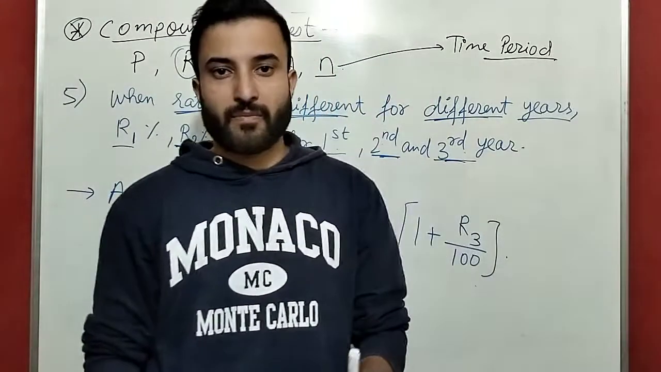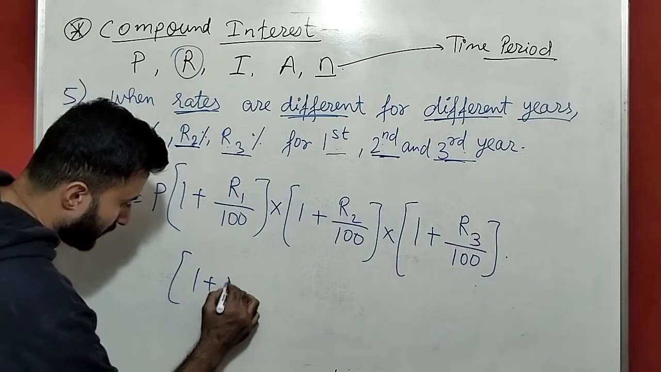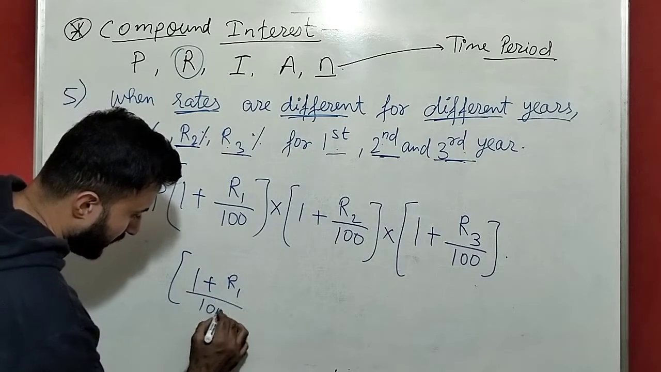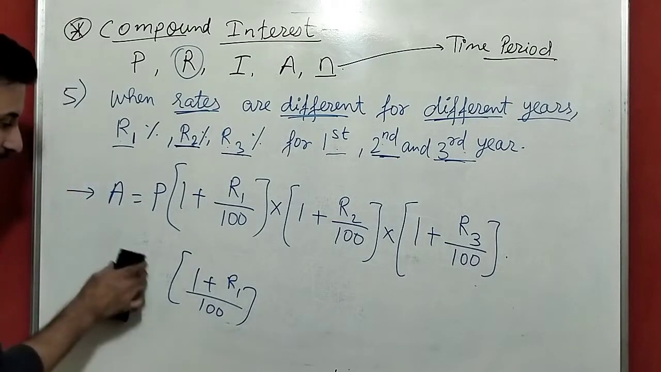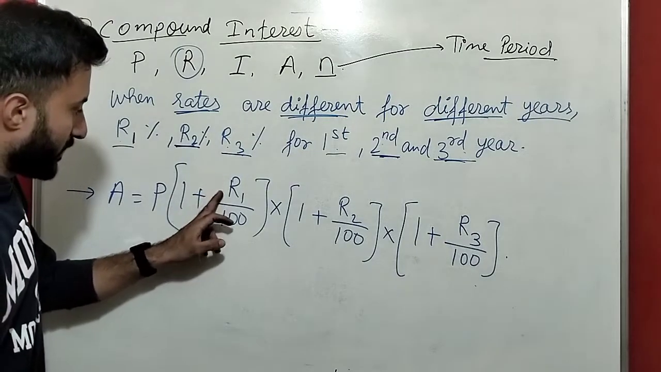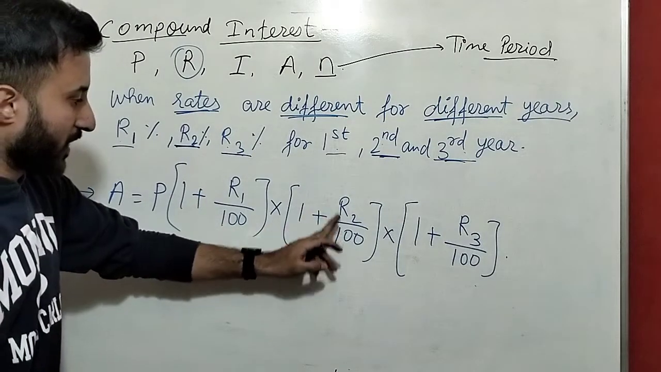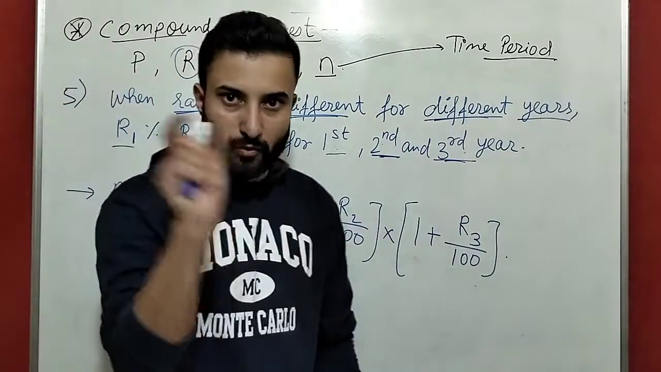And guys, see, don't miss the formula like this: 1 plus R1 by 100. Never do it like this. The whole value will get changed. So what you have to find? R1 by 100, then plus 1. R2 by 100, what you get with the help of your calculator, then plus 1. Like that you have to make.